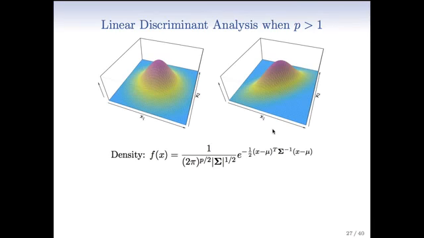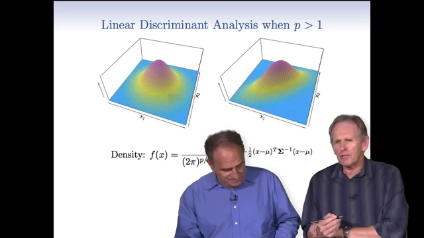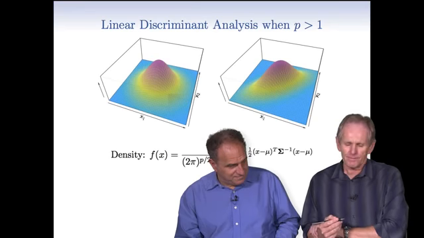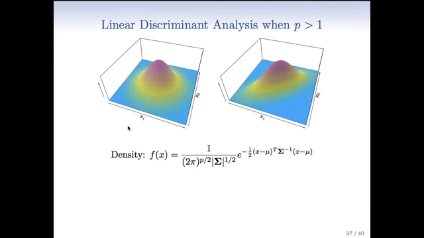Okay, so that was with a single variable. And usually when we do classification, we've got more than one variable. So now we're going to go to multivariate Gaussians. So here's a picture of a Gaussian density when we've got two variables.